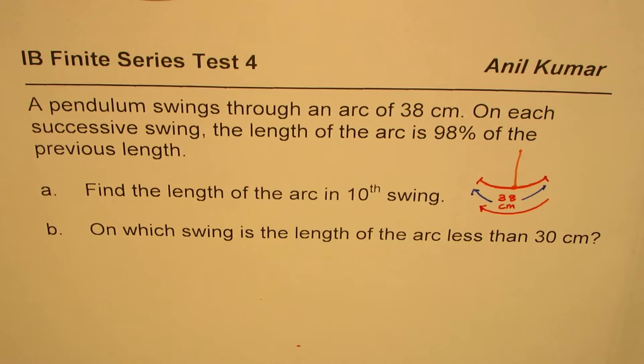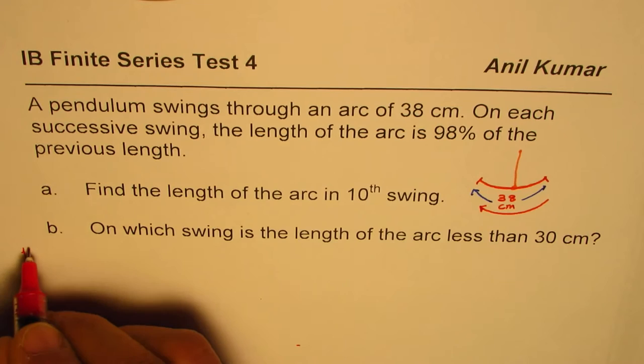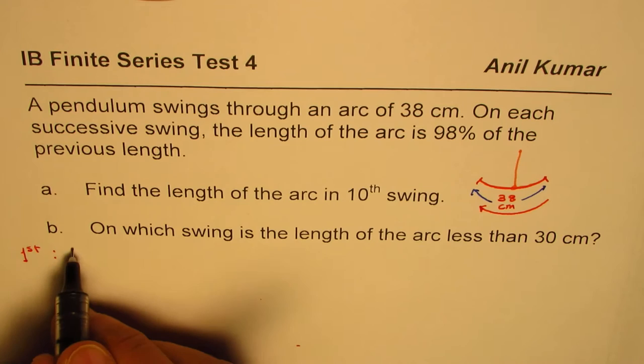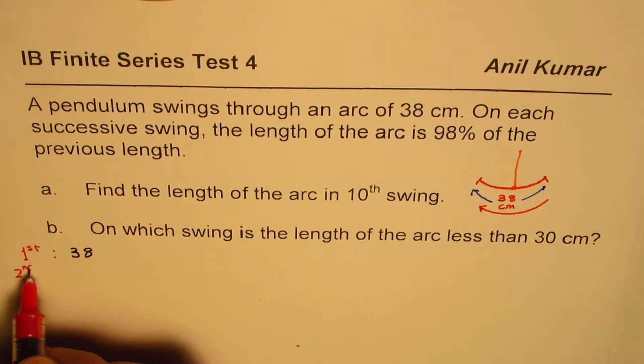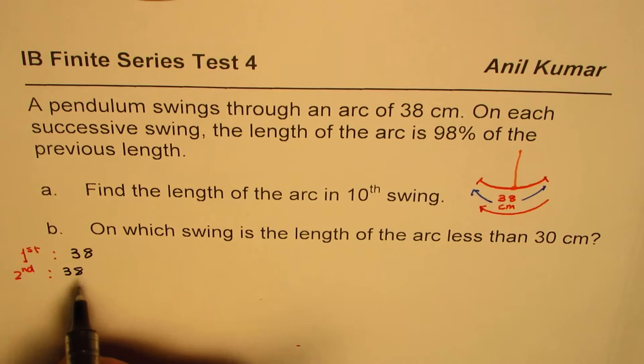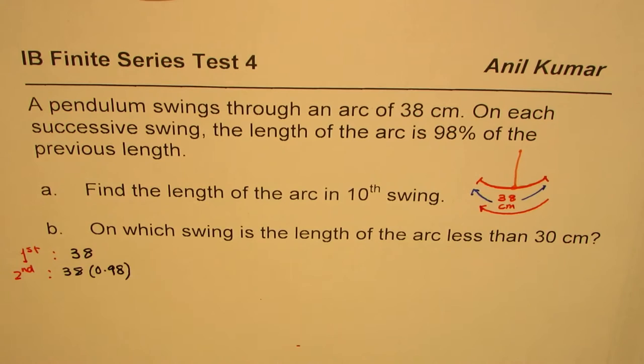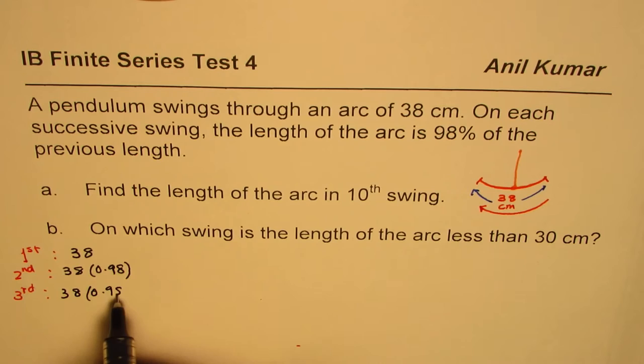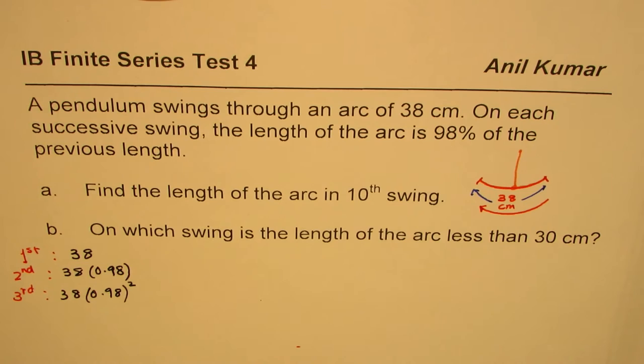So we have number of swings, let's say first swing, right? In the first swing, we know the length is 38 centimeters, so I'm just writing the number 38. And the second, it should be 98% of 38. That means 38 times 0.98, right? In the third swing, it will be 98% of this, that is to say 38 times 0.98 times 0.98, which I could write as square. So likewise, in every swing, it will be reduced and will be 98% of the previous. So it is a geometric series, as we have seen here.